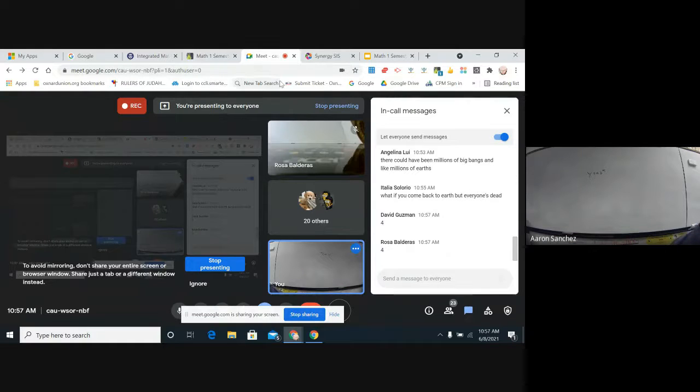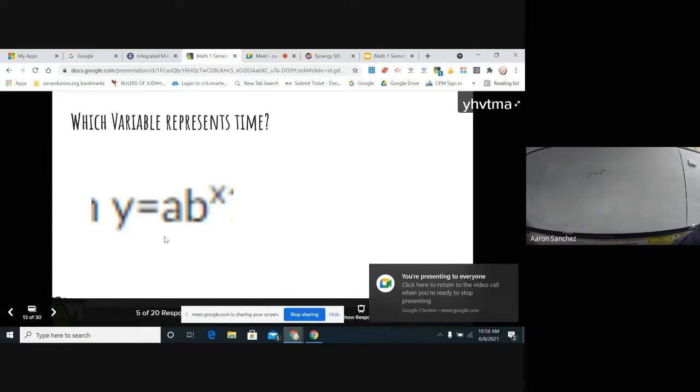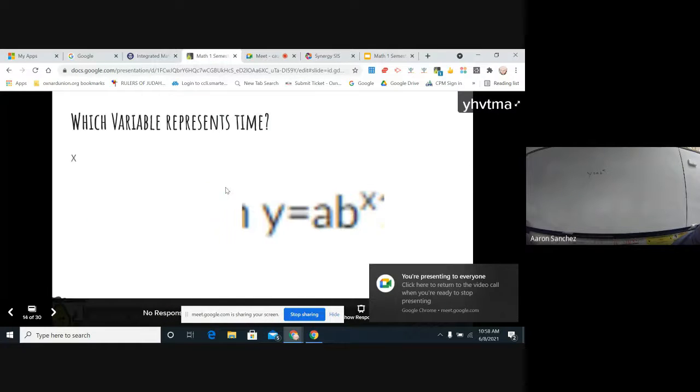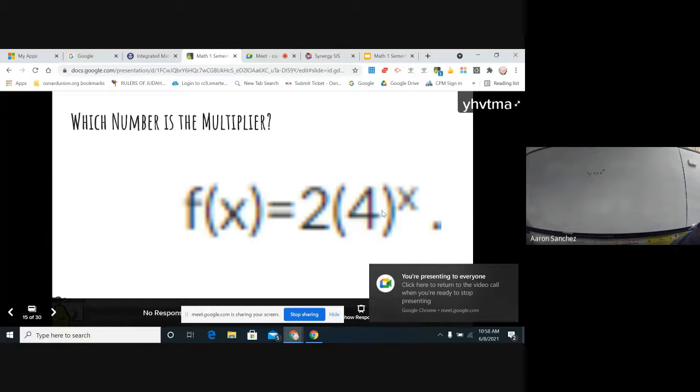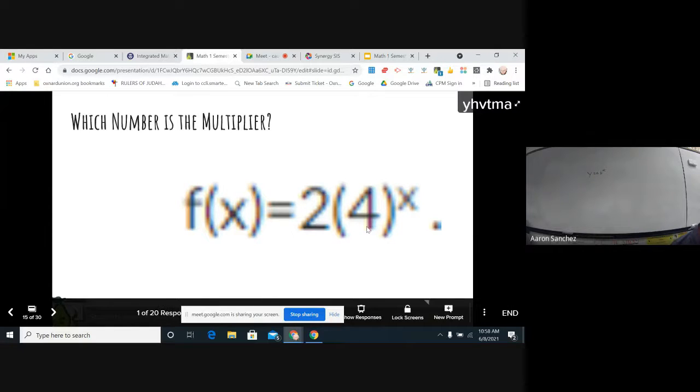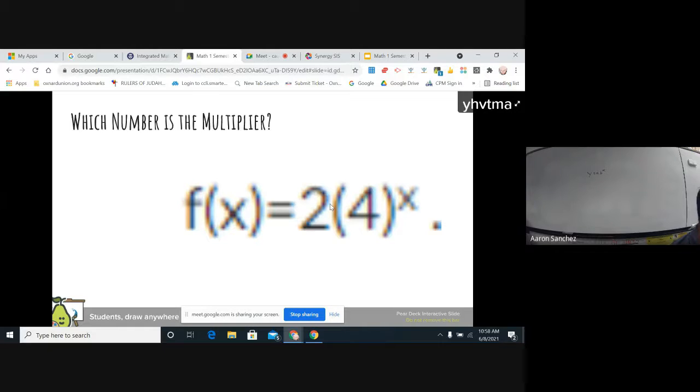All right, wait, hang on, the answer is 4. Because 4 is the multiplier, because 4 to the x, it's 4 times 4 times 4. 4 is the multiplier. Make sure you remember that. What's the multiplier there, Danny? Do you see the problem we're looking at? Yeah. What's the multiplier? Yes. Okay, 4 is the multiplier.